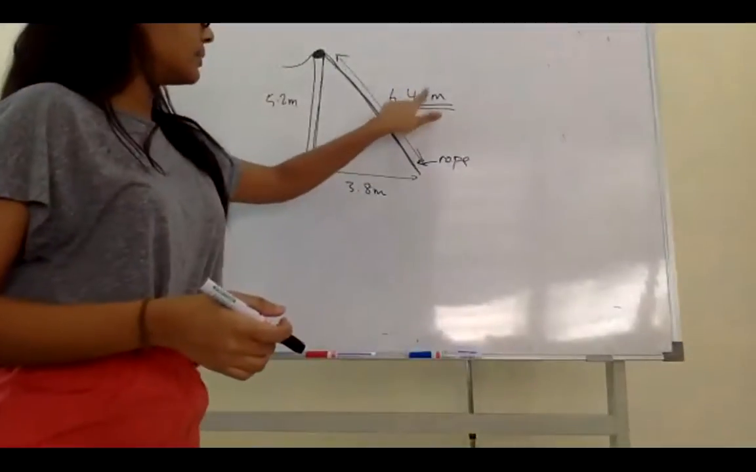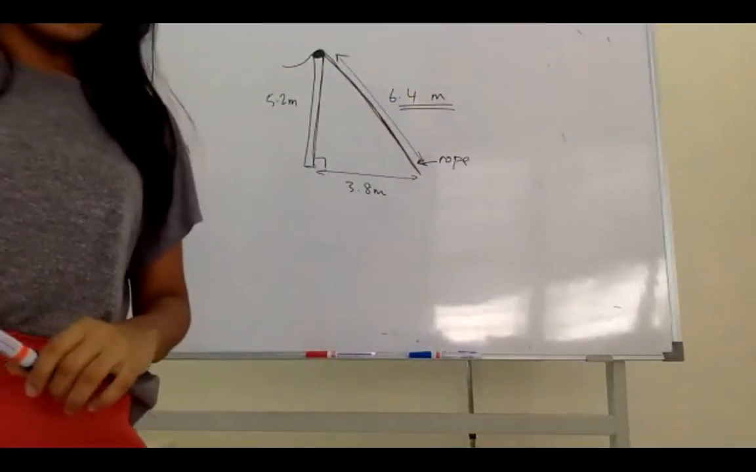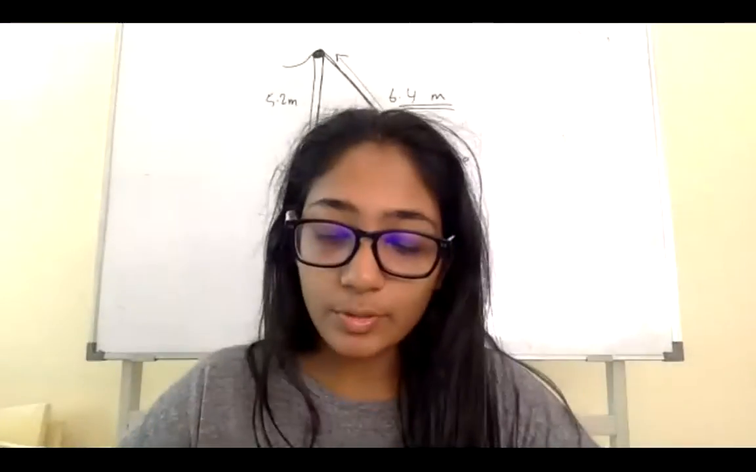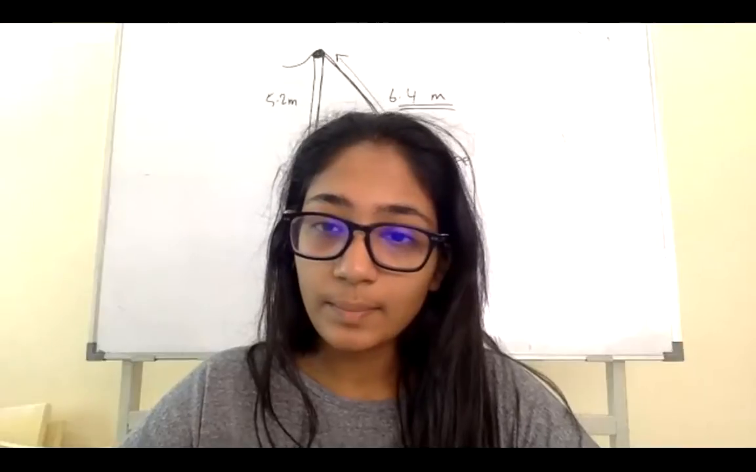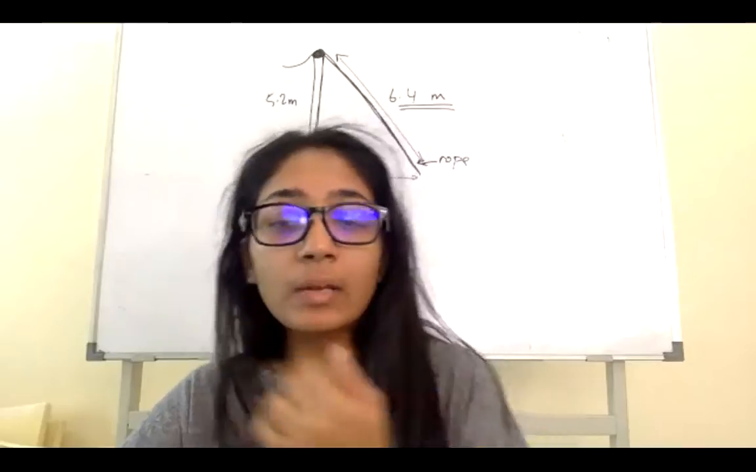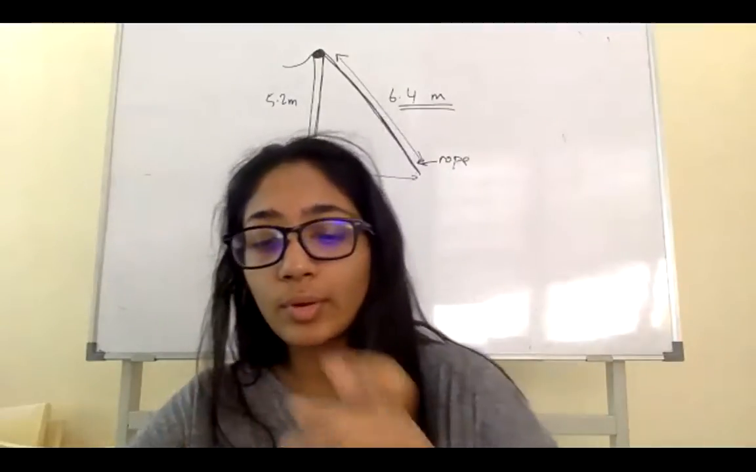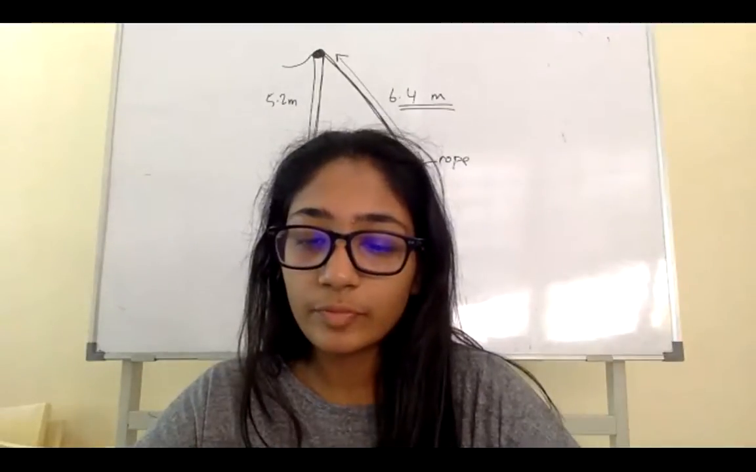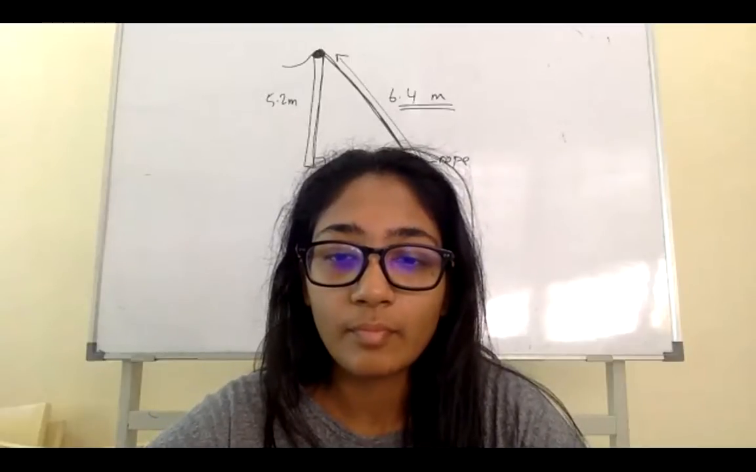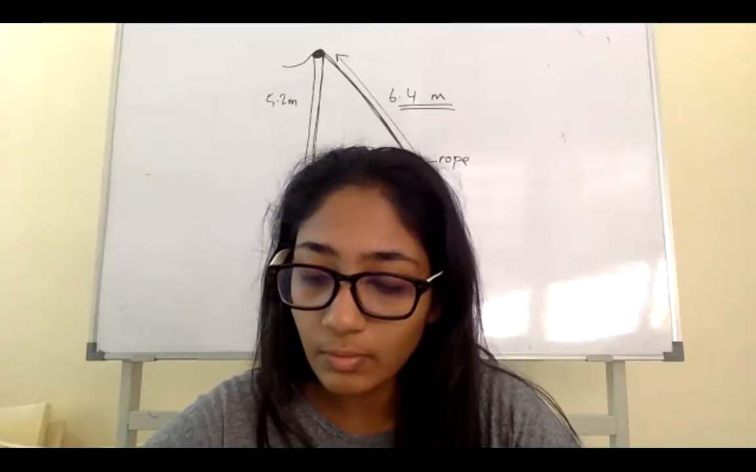So one decimal place. So I got 3.5. 5.2 square plus 3.8 square. See whether you plug in correctly or not. And then you square root the answer. So you get 6.4. Yeah, sure. You got 6.4?